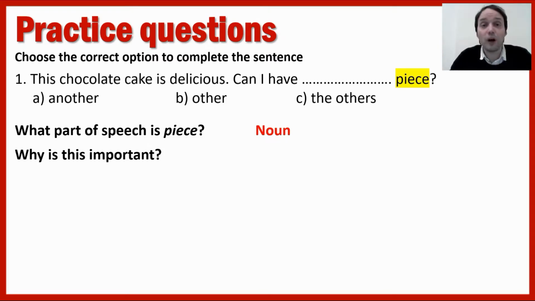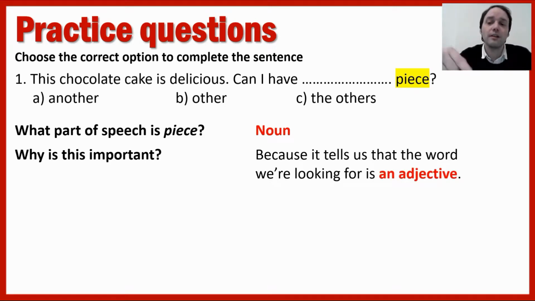Okay, Lee, very good. Why? Why is this important? Why should we care about the grammar of the word piece? Because it tells us that the word before piece, so in this example, the word we are looking for, is an adjective. So from our 3 options, A, B, C, we can eliminate, we can kill one answer. So the word we can get rid of, the word which is definitely wrong, is the others. Because in this example, others is actually a noun.